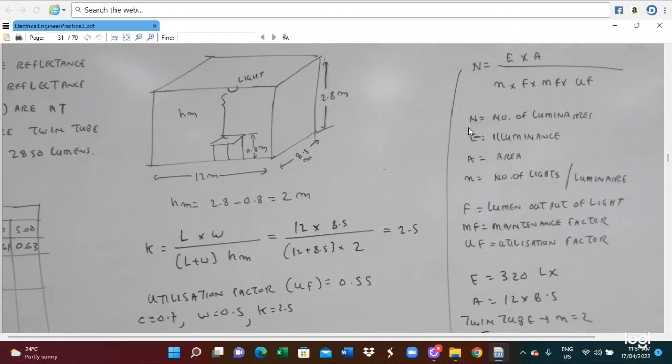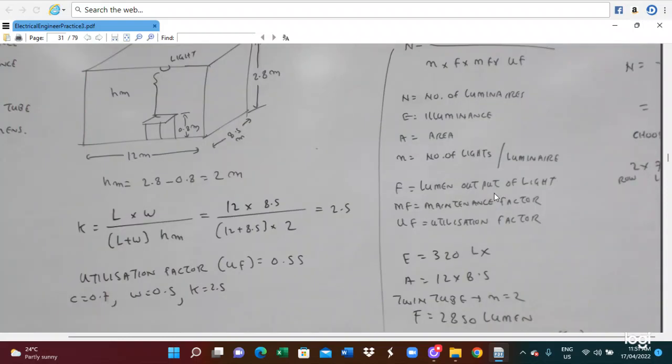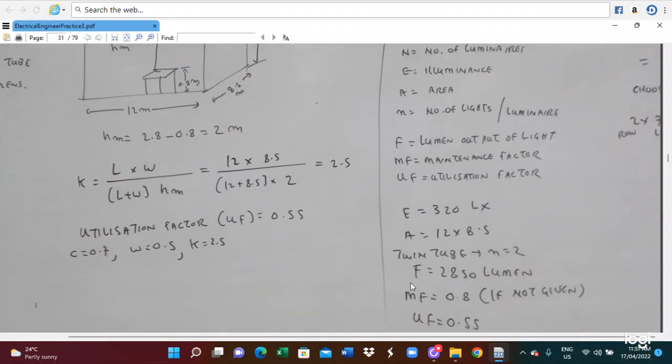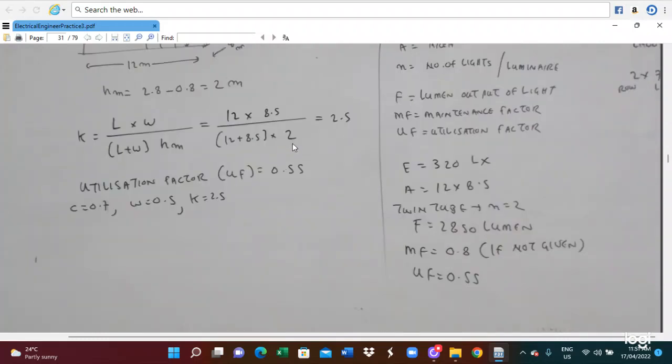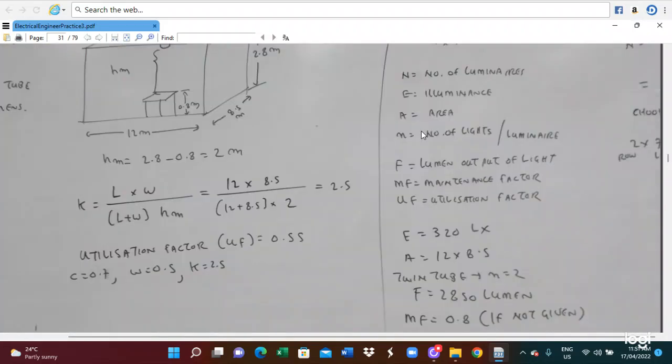Then you substitute in this formula, where N equals E times A divided by F times MF times UF. In this case, E is 330 lux, A is 12 multiplied by 8, F is 2850, MF is 0.8, UF is 0.55. So from here we can calculate those things. This is our UF calculation, 0.55, depending on the room index and the CWF value, and we can get the UF value from this table.